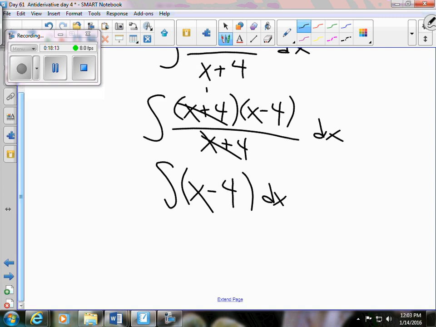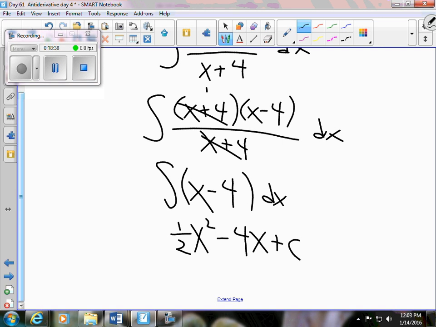And that is nice, right? What's the antiderivative of x? 1/2 x squared. And what about the minus 4? Minus 4x. Then we got plus 3. But if you see a quotient or a product, unless it's one of the actual antiderivative formulas, you're going to have to do something first before you can take the antiderivative.